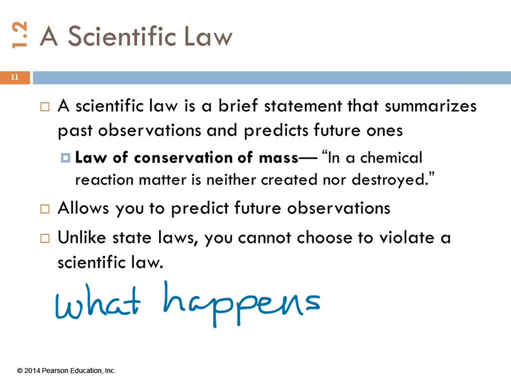Now, state laws: there's a law that says you're not supposed to go above 70 miles an hour on Highway 99. Can you violate that law? Sure you can. People do it all the time, right? In fact, sometimes if you don't, you're going to get run over or rear-ended. But you can't choose to violate scientific laws. It just works that way, and you can't just not do it. We can't say, well, I'm not going to follow the law of gravity today. Yeah, well, you're going to get hurt, aren't you?